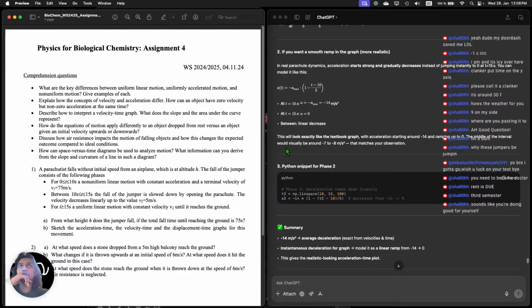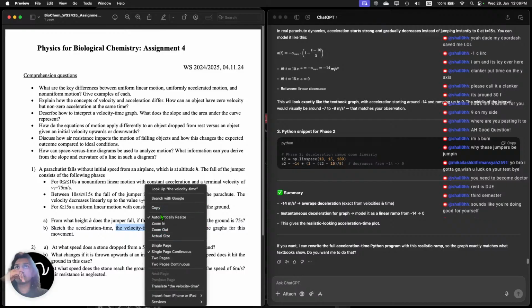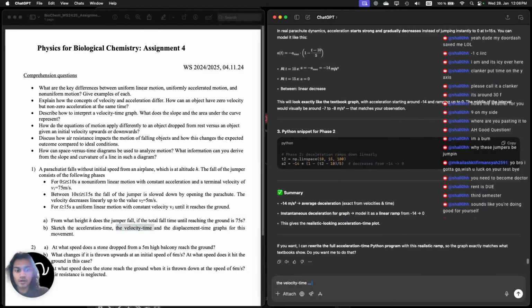The middle of the interval would visually be around -7 to -8 meter per second. Matches your observation. Mhm. Okay, now prepare me this one. Like I said, the Python program also give me a name.